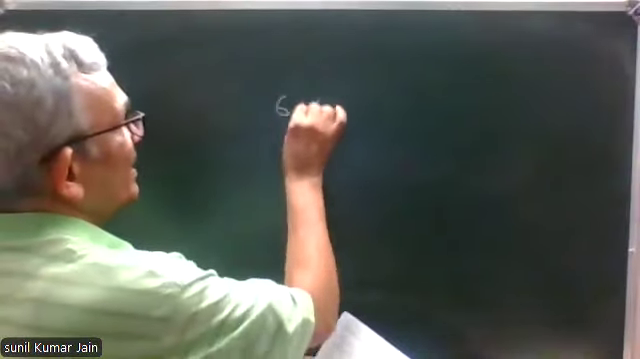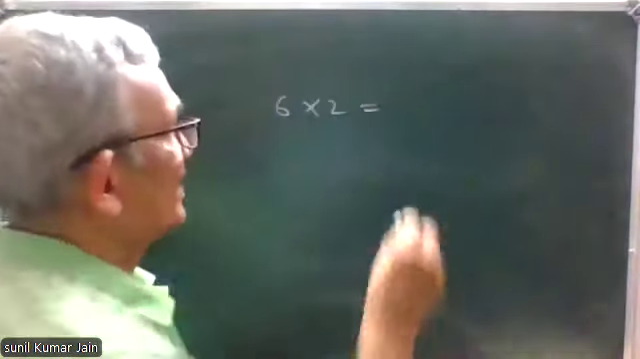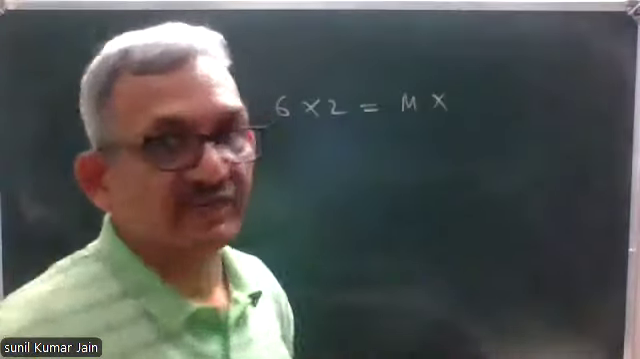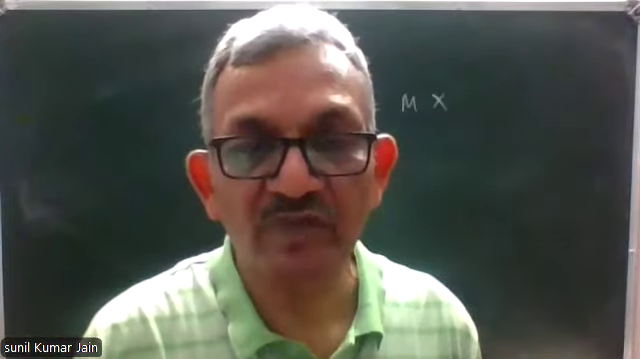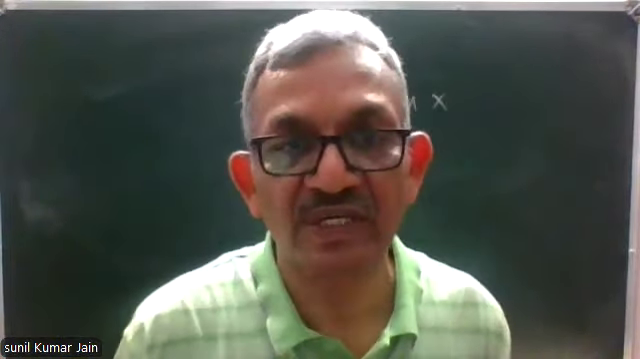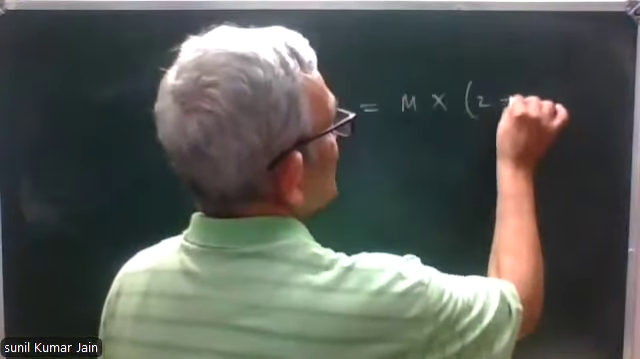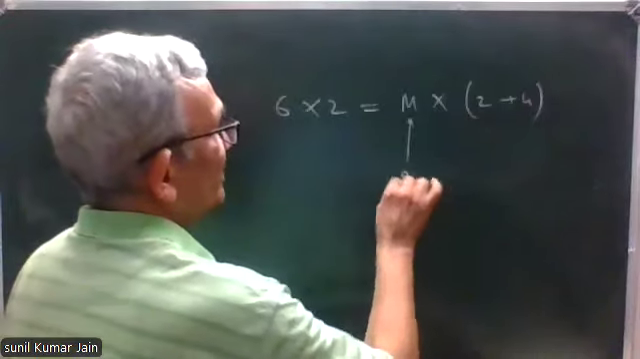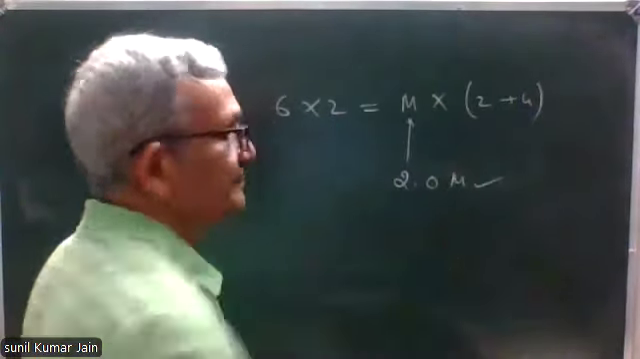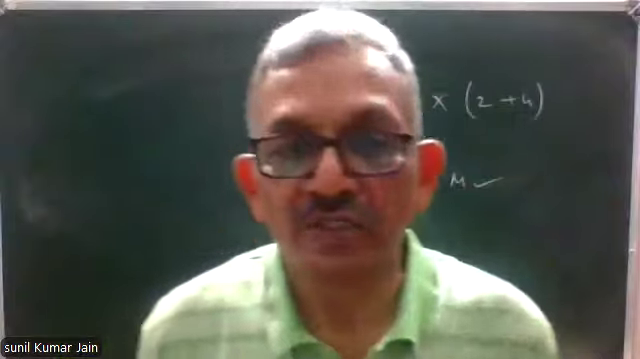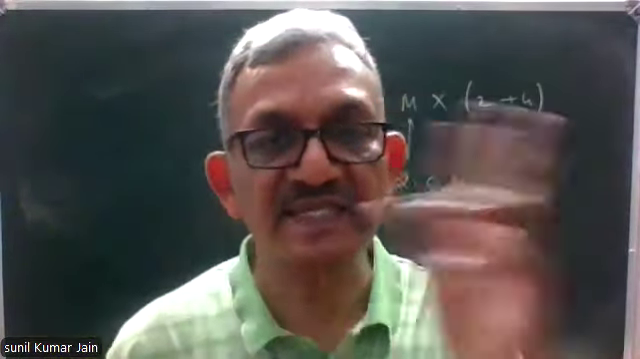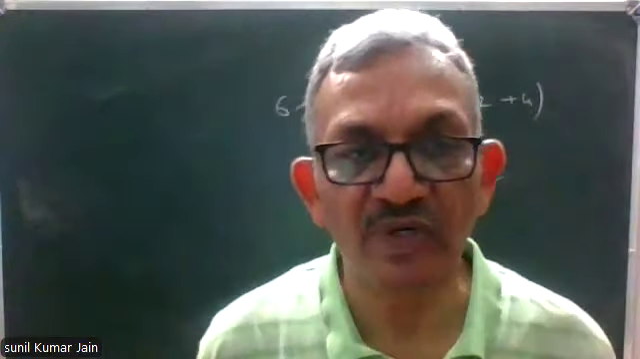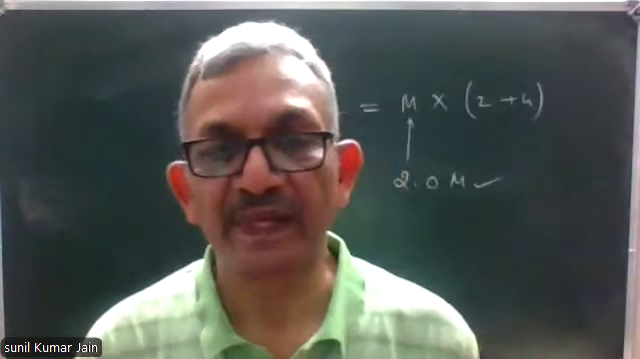Then it's gone. Initial molarity is 6, initial volume 2. Final molarity we have to calculate. Final volume is not 4. Initial volume was 2, and 4 more liters of water has been added, so final volume is 6. So it will be 2 molar. Units of volume on both the sides should be the same. Liter, cc, it's your choice, but the units of volume should be the same.